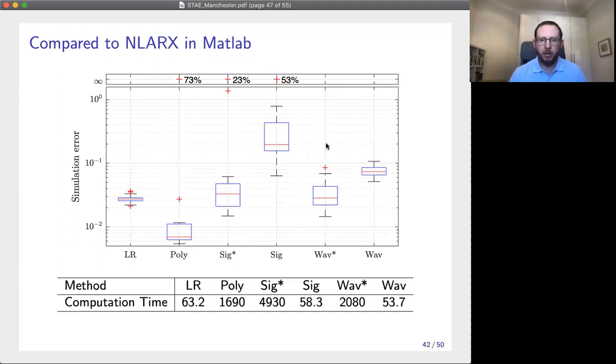And the only one that didn't, this WAV star, is a wavelet nonlinear ARX model. The star means it did some model structure search. This was the only one that was kind of competitive in terms of simulation error. This should be low compared to our approach, which is over here. This was competitive, but in terms of computation time, it took orders of magnitude longer to find this model than our model. So we think this is proven to be very effective.